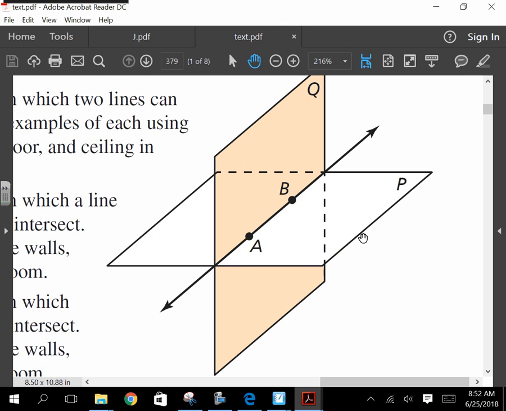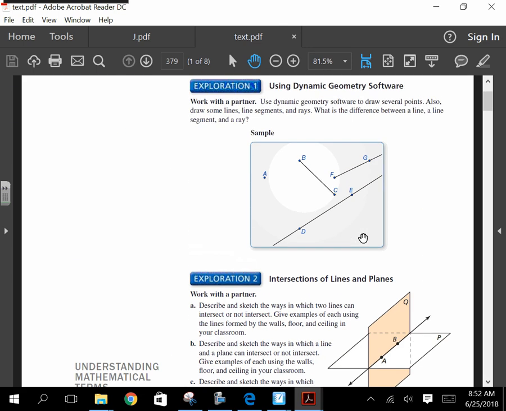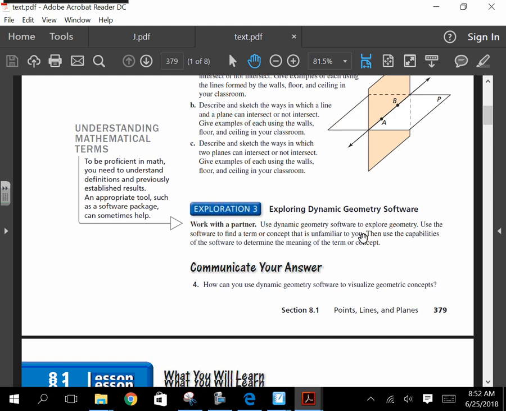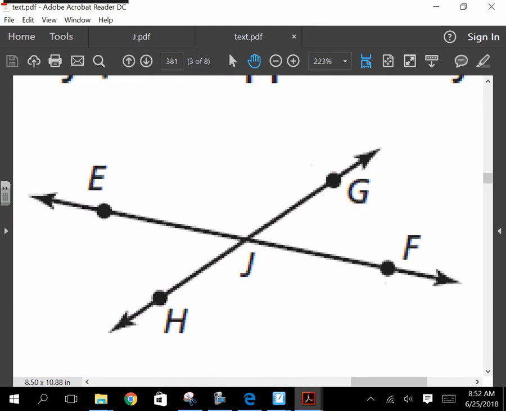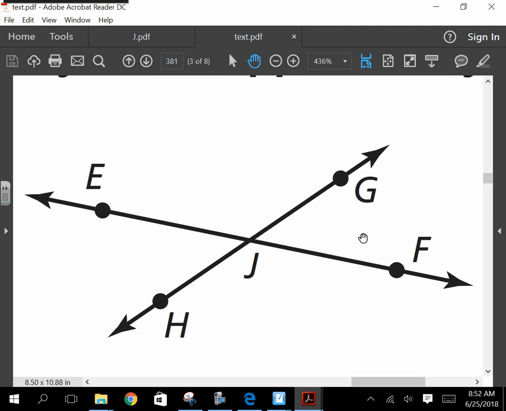How about the intersection of two lines? Let's see here. Look at the intersection of two lines. What's the intersection of two lines going to be? What kind of structure? Points, lines, or planes. The intersection of these two lines is a what? Is that a plane? That's a point, huh? So two lines intersect at a point.